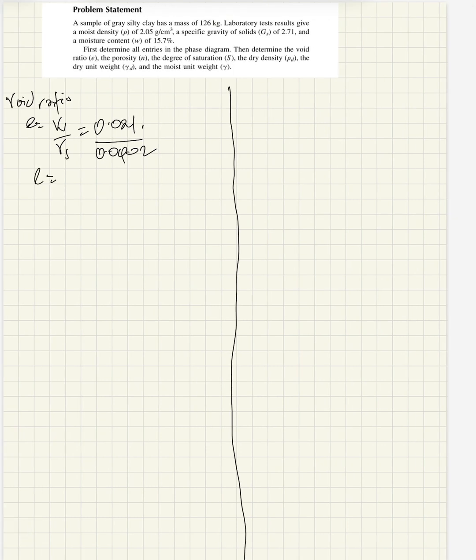They're all in meter cube. So void ratio is 0.021 divided by 0.0402. So void ratio is 0.52. That is the void ratio. And we have to find the porosity. That's the first. Second is the porosity.